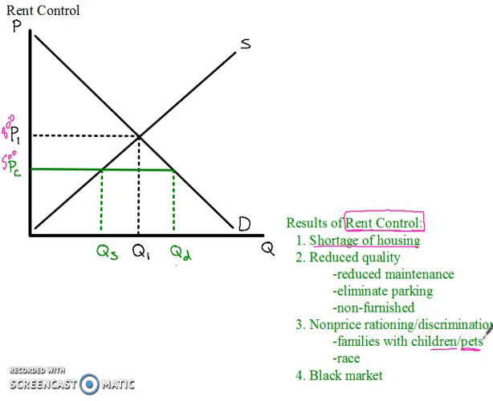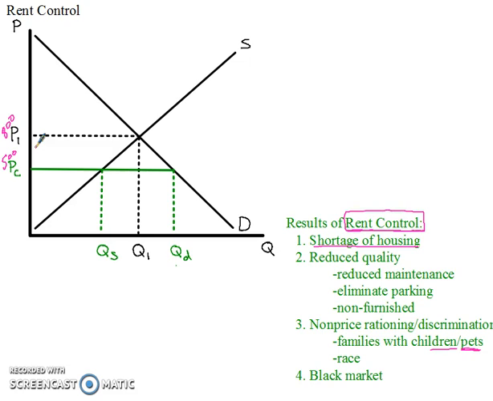And then one other thing, and there's plenty of things other than this, I'm just highlighting some of the more important ones. Another one is that a black market might develop. So maybe you pay the guy $500 a month, and then you sneak him an extra $300 of cash or something like that each month in order to get the apartment. So you get some black market things starting to develop.